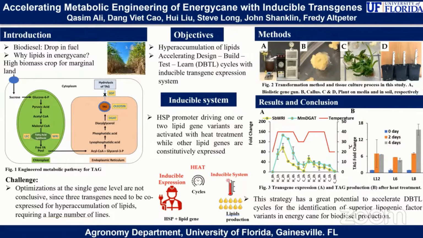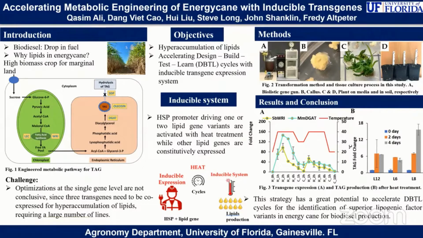Our hypothesis was that using a heat shock inducible promoter for 1 or 2 lipid genes while a constitutive promoter for all other genes will facilitate the variant comparison. For this, figure 2 shows we transformed the energy cane calli using a biolistic gene transfer with lipid genes in which the candidate genes are under the control of the HSP promoter.